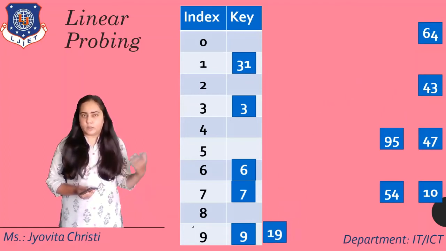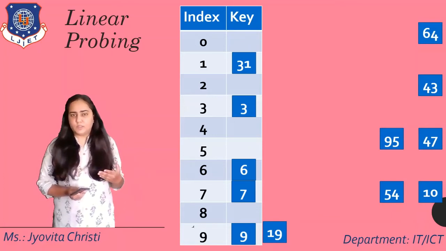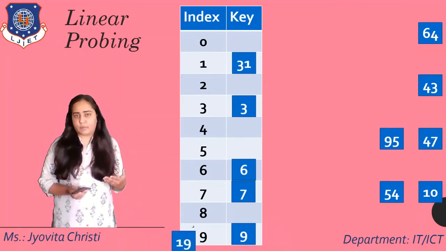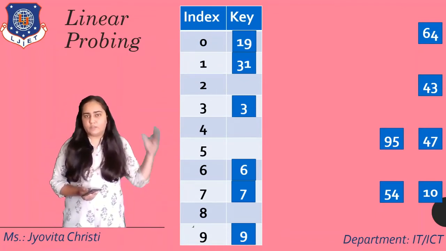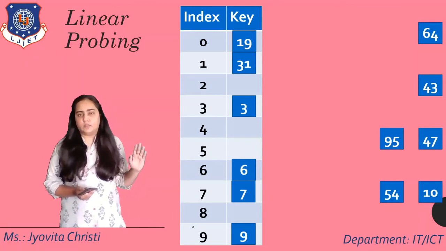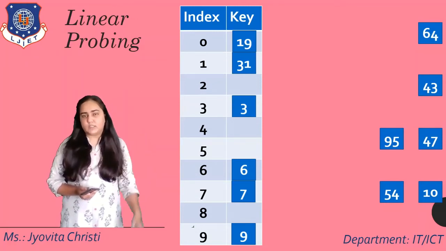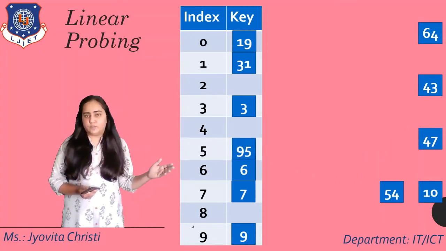19, now there's a collision. So what we do is we try to insert 19 in the next free bucket, which means because we are at the end of the table, we have to start looking from the top. And from the top, the next free bucket is at 0th position. So 19 gets inserted there. Then 95 gets inserted in 5th position.